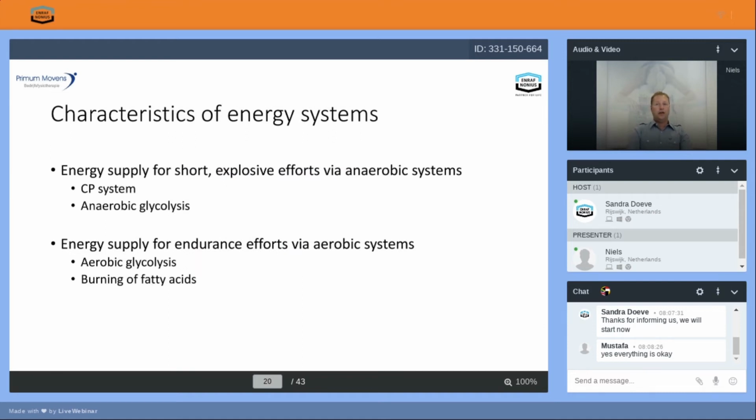So when I summarize the characteristics of the energy systems: energy that is supplied for short explosive efforts via the anaerobic systems is produced by the creatine phosphate system and the anaerobic glycolysis, so the anaerobic burning of sugars. The energy supplied for endurance efforts by the aerobic systems is the most energy efficient, because you're able to endure these efforts. They are provided by the aerobic glycolysis and by the burning of the fatty acids.